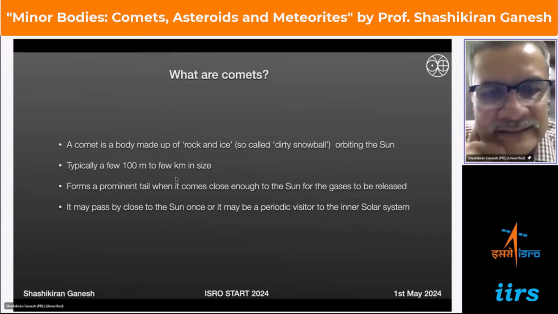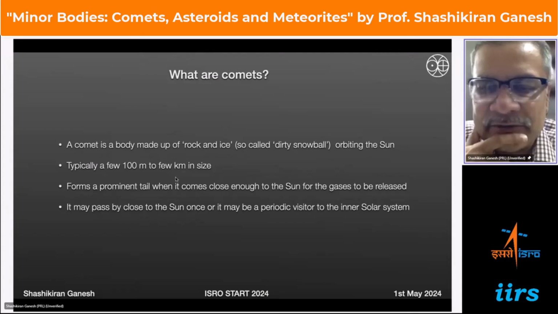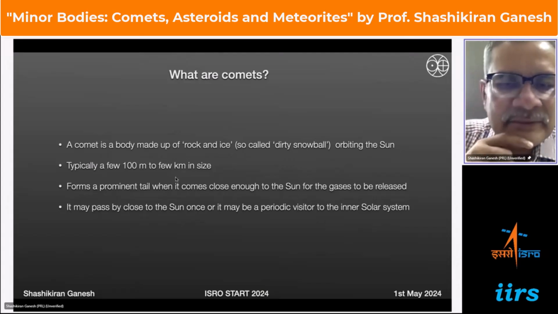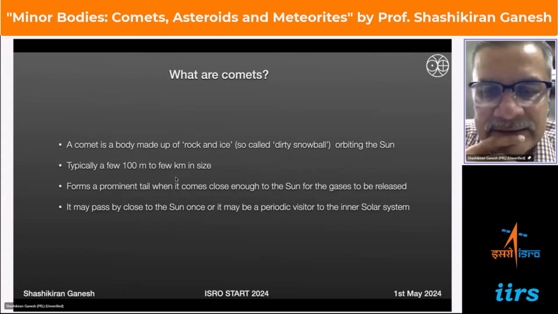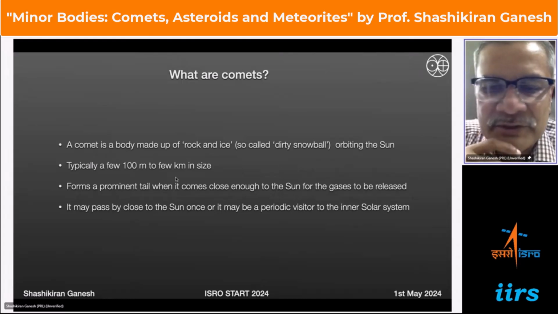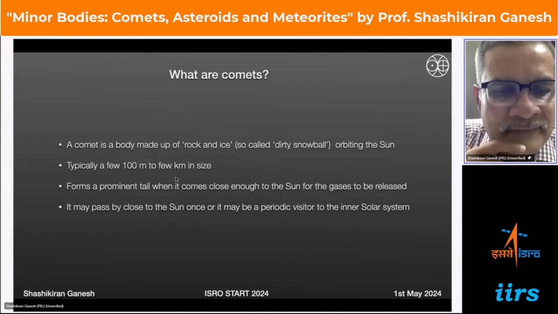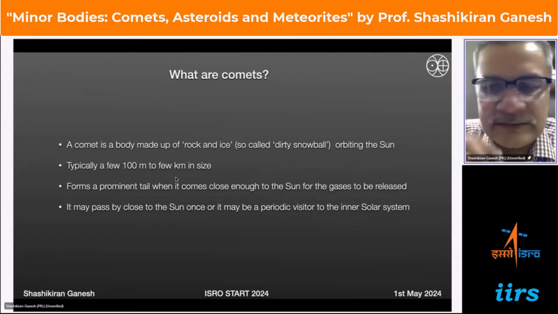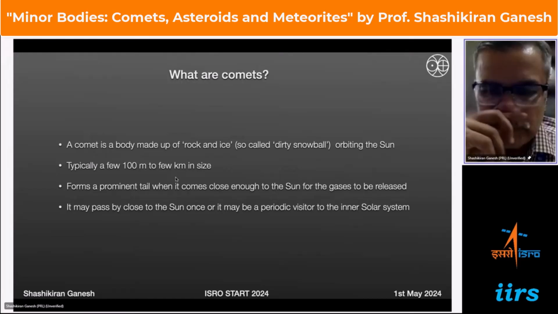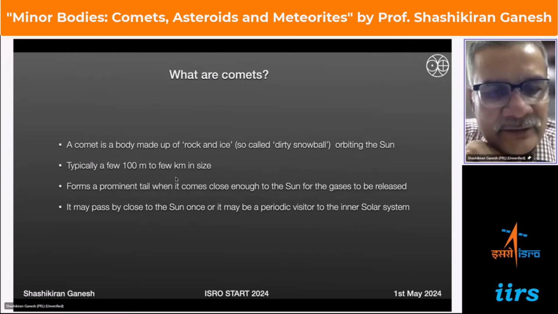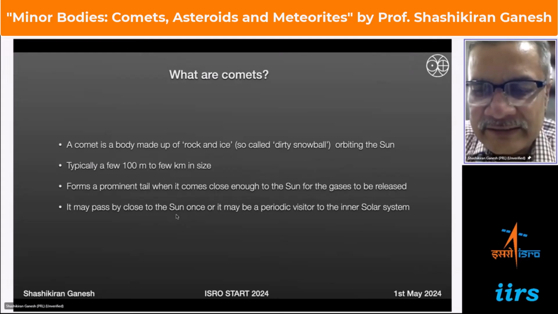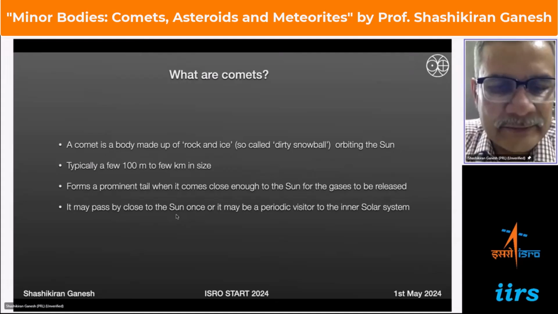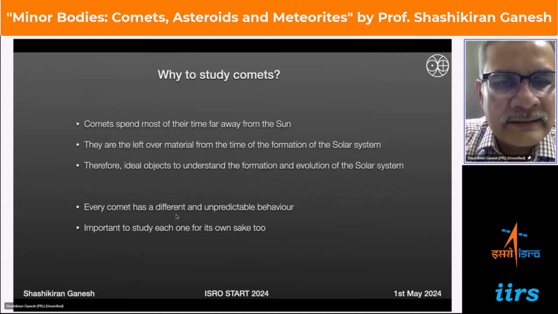What we do know is that they form a very prominent tail when they come close enough to the sun. This happens because the ice embedded in the nuclear surface gets sublimated and releases dust along with gas, and both of them get pushed out and follow along the orbital path. These comets may, as I already said, come to the sun once, or may be a periodic visitor to the inner solar system, depending upon where they are coming from.